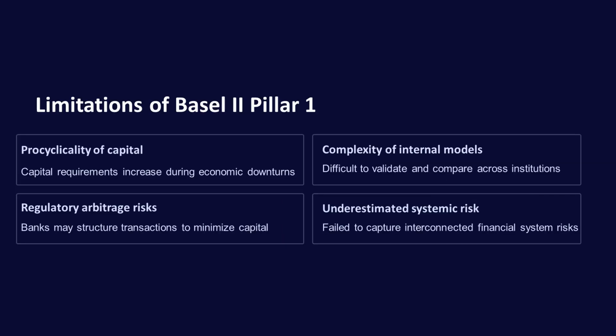Limitations and criticism. While Basel II brought major improvements in risk sensitivity, it also introduced new challenges. Capital levels tend to fluctuate with economic cycles, making them procyclical. Internal models can be gamed or manipulated if not properly validated. Complexity and data demands can overwhelm smaller institutions. And most notably, Basel II underestimated systemic risk, especially interconnected exposures and liquidity shocks. These limitations laid the groundwork for Basel III.